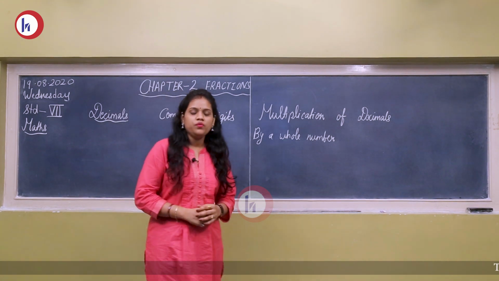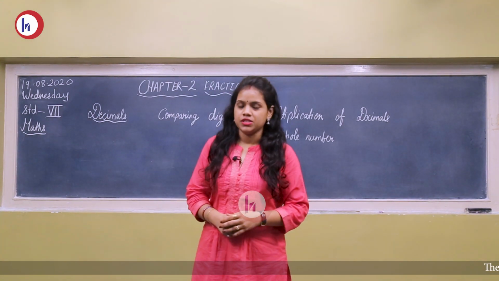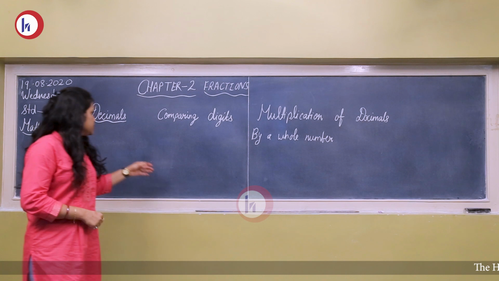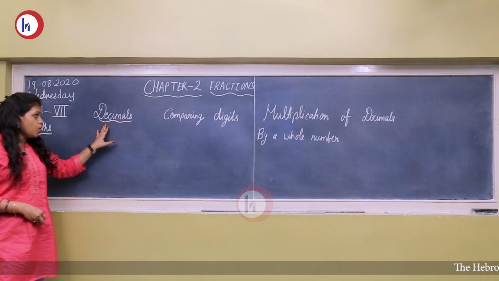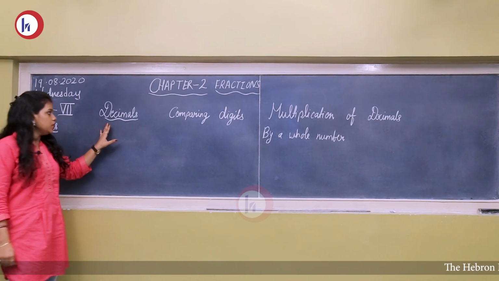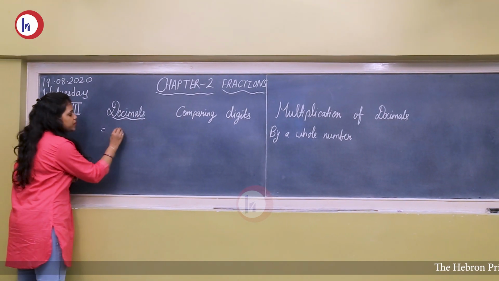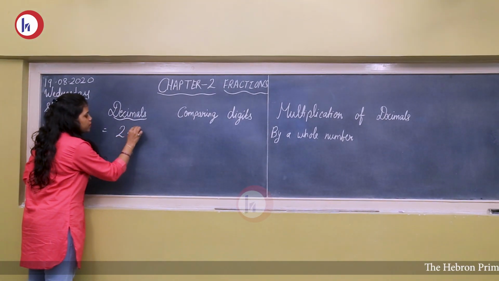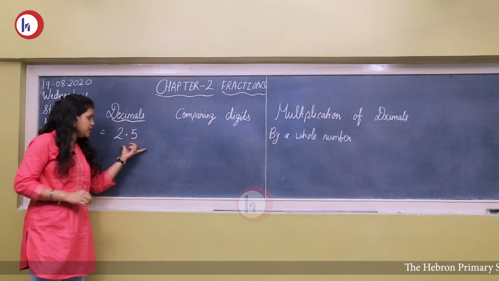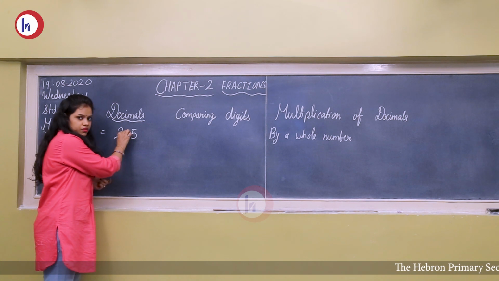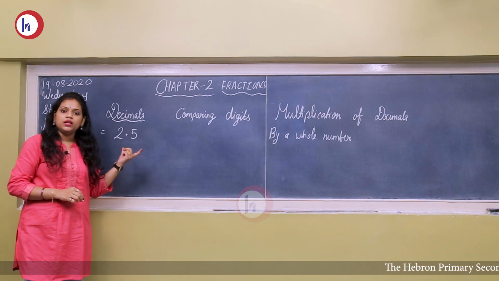So in the last video we discussed fractions. Now today we will discuss decimals, that is the second part of this chapter. So what are decimals first of all? A decimal is a number with a point. Suppose 2.5, this is a number. Any number with a point in between is a decimal number.